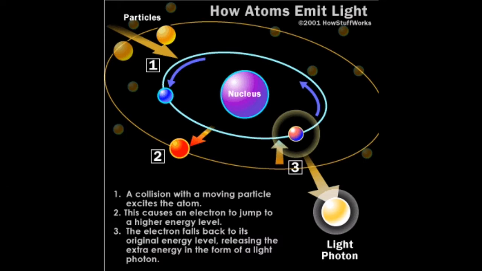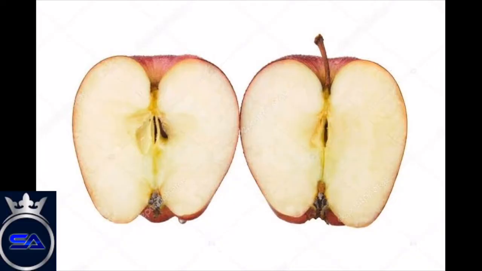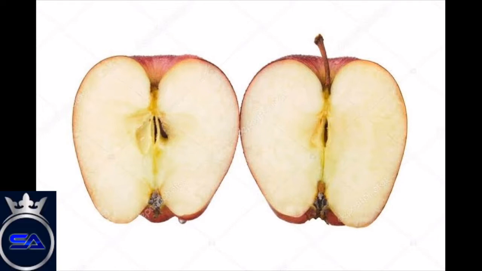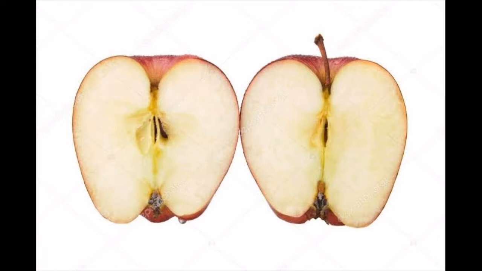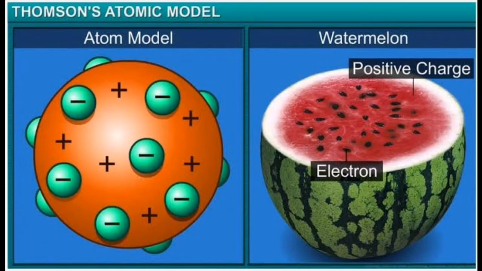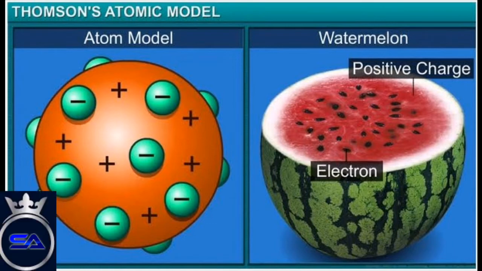Let us compare the inner side of a cut apple with that of an atom. The place where the seeds are found is the nucleus. The nucleus consists of particles called protons and neutrons. Electrons are found revolving around the nucleus, just like the planets around the sun. Protons and electrons carry charges.